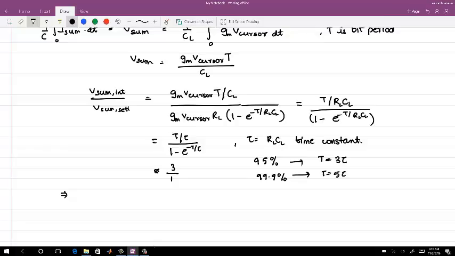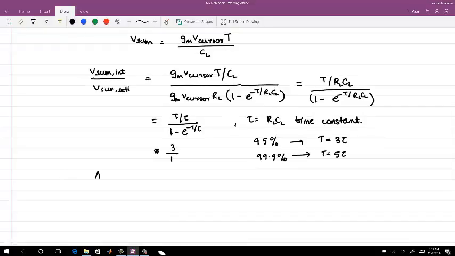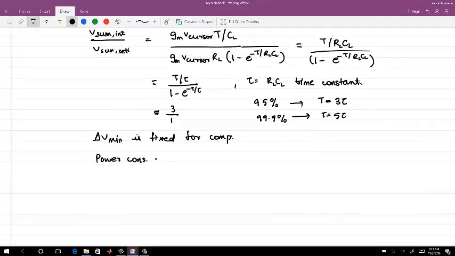So if I am getting a delta V as a minimum voltage as an input to the comparator, if I keep that fixed in both the cases, what do you think about the power consumption in an integrating type? My question is this: delta V min is fixed for the comparator, right? So now I'm asking about power consumption in RLCL settling type.